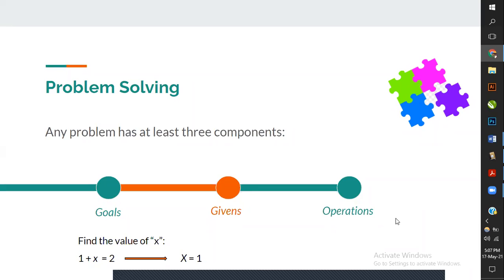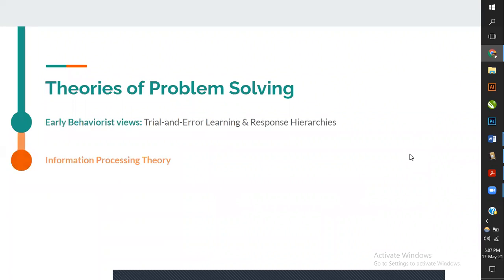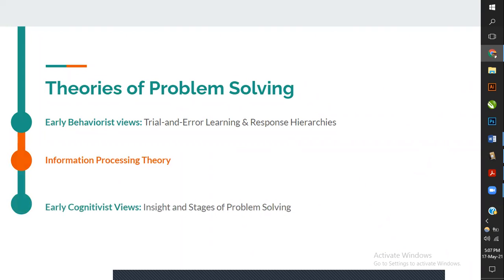Okay, theories of problem solving. Theories for problem solving: the early behaviorist view, which covers trial and error learning and response hierarchies. This trial and error view is often observed in children, especially when they're doing jigsaw puzzles.